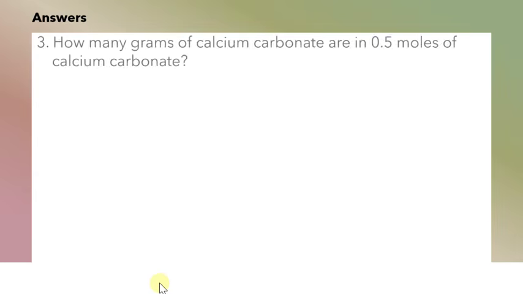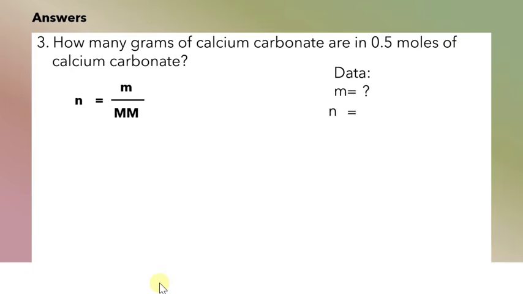Then number 3 says how many grams of calcium carbonate are in 0.5 moles of calcium carbonate? Okay, so we'll use the same formula. Number of moles is equal to mass over molar mass. Data, we have been given mass as a question. Okay, they are saying how many grams, that is mass. Mass is question mark. Then we have been given number of moles as 0.5 moles. Then molar mass is going to be 100 grams per mole. Why? Because this which we have been given is calcium carbonate, and calcium carbonate is CaCO3.